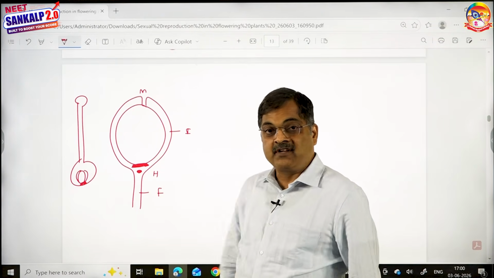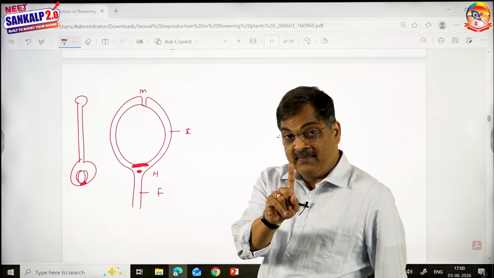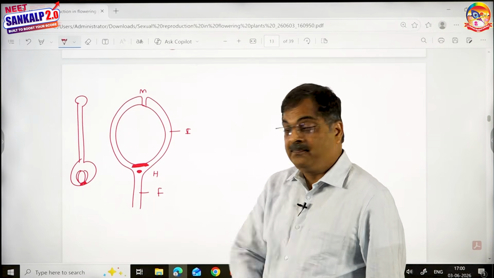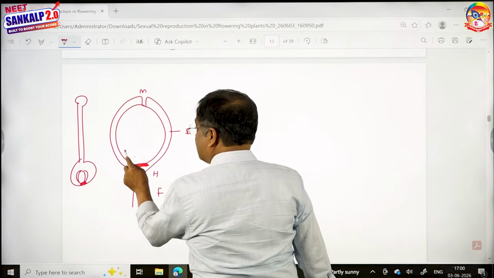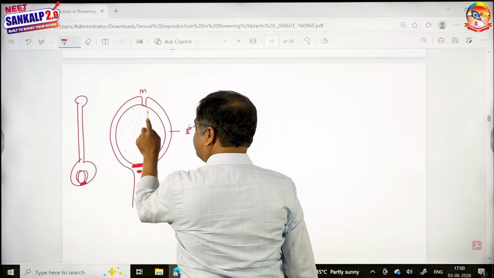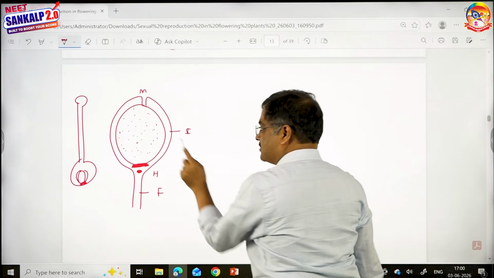What is the next one after megasporangium? Megaspore mother cell. You're following me properly now. You're concentrating on what I'm talking about now. All right. Now this is the nucellus.